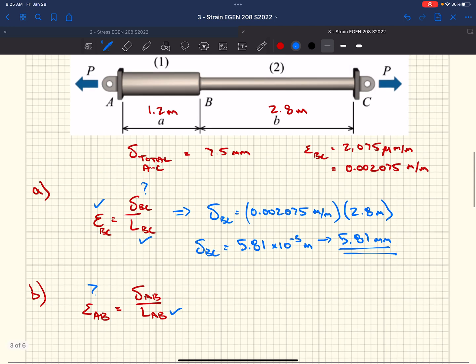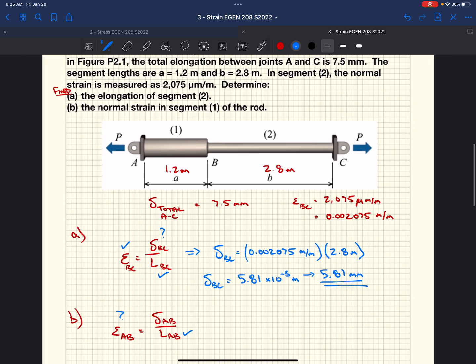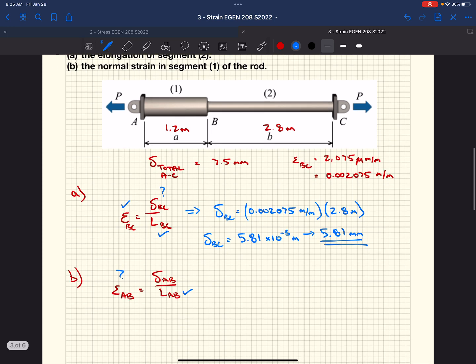Do we know the change in length of segment 1? Yes? No? We do, indirectly, right? Because they gave us the total change in length between A and C, which was 7.5 millimeters. Well, we calculated what the delta was from B to C. And if they told us what the total delta was, we can figure out what the delta is from A to B.